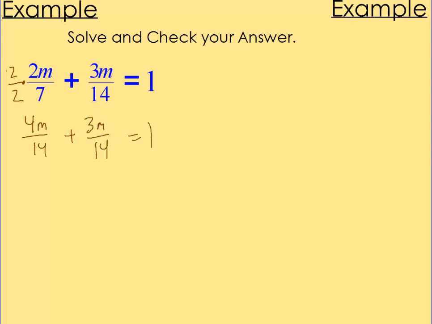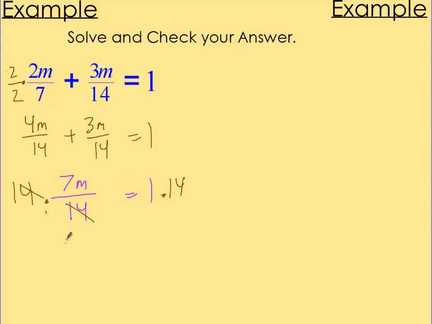And when they have the same denominator, I can combine them. So I have 4m's plus 3m's. That combines to 7m's over 14 equals 1. Let's see. The next thing, what's nice about that fraction? Well, before we reduce, we want to isolate the m. I don't like to divide by 14, so I'm going to multiply by 14 on both sides. So multiplying both sides by 14.